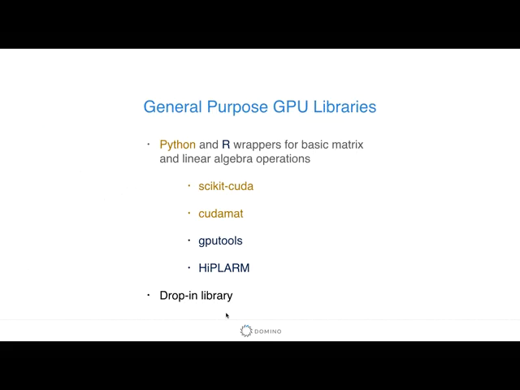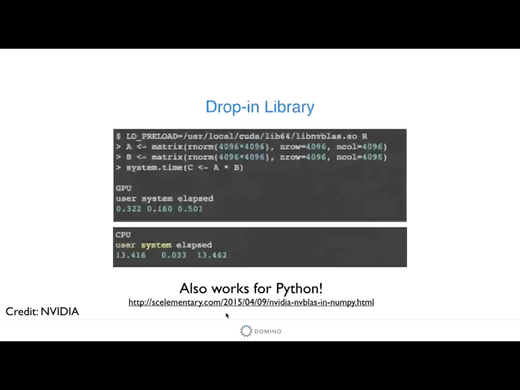So general purpose GPU libraries, that balance between flexibility and simplicity in code. These are great because they allow you to work with fundamental operations. So Python and R both have wrappers for basic matrix and linear algebra operations. Scikit-CUDA and CUDAMat are some of those libraries for Python. gputools and HiPLARM are great ones for R. And we also have these things called drop-in libraries.